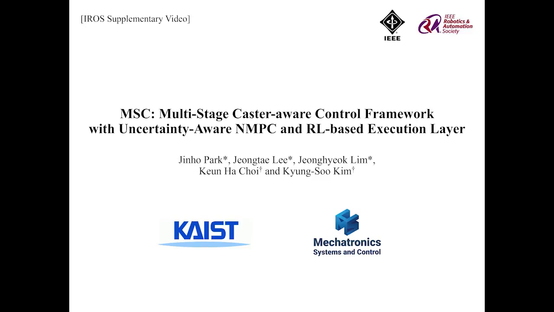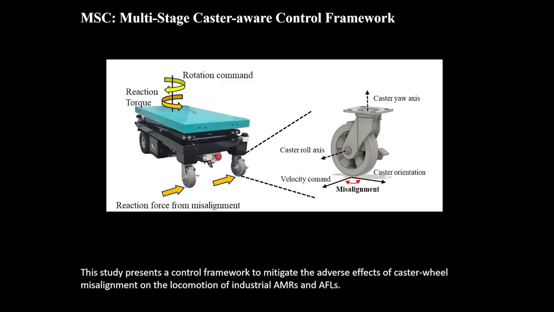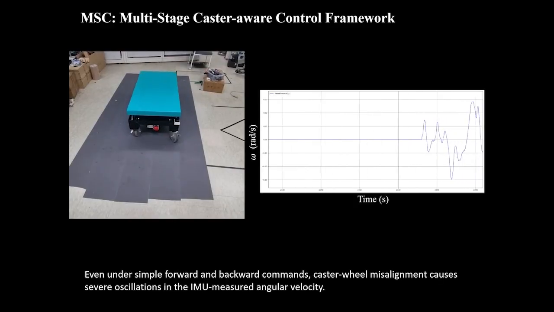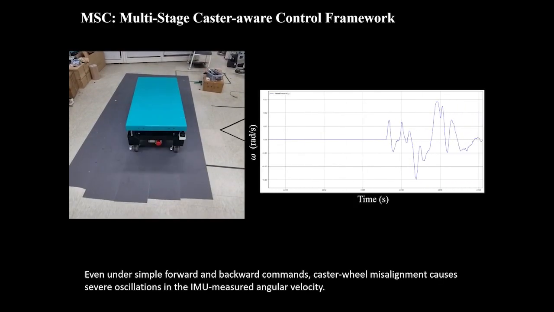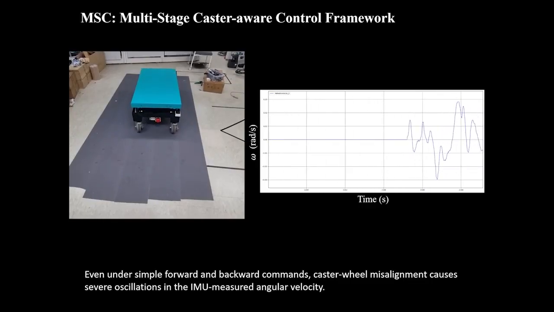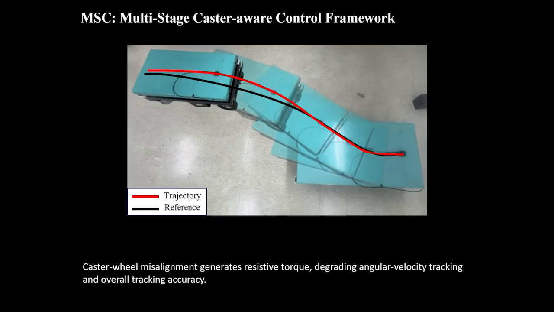MSC, a multi-stage caster-aware control framework with uncertainty-aware CU-MPC and RL-based execution layer. This study presents a control framework to mitigate the adverse effects of caster wheel misalignment on the locomotion of industrial AMRs and AFLs. Even under simple forward and backward commands, caster wheel misalignment causes severe oscillations in the measured angular velocity. Caster wheel misalignment generates resistive torque, degrading angular velocity tracking and overall tracking accuracy.